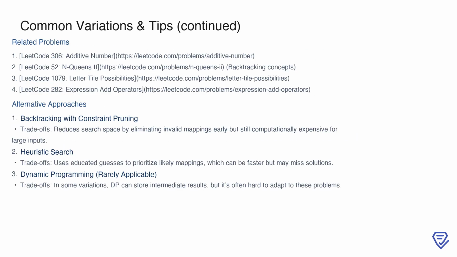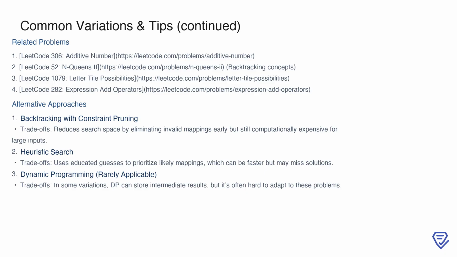To deepen your understanding of verbal arithmetic puzzles, there are several related problems worth exploring. For example, in LeetCode 306, Additive Number, you work with sequences where each number is the sum of the previous two, which builds on similar logic. LeetCode 52, N-Queens II, demonstrates backtracking concepts that are directly applicable to solving these types of puzzles. LeetCode 1079, Letter Tile Possibilities, involves permutations, which is also closely related. And LeetCode 282, Expression Add Operators, focuses on generating valid expressions, which can help you practice equation validation.